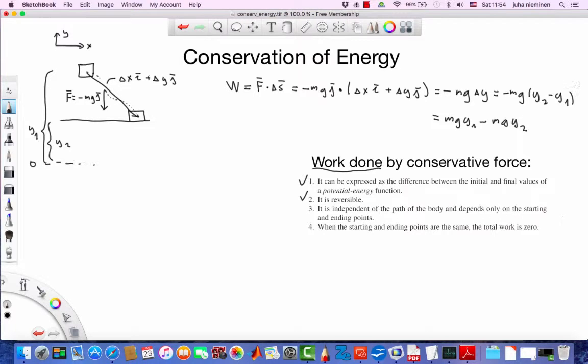starting and ending points, just like we saw here. It doesn't depend on the horizontal displacement, only on the vertical, and indeed only the initial and the final points. Okay, and then when the starting and ending points are the same, the total work is 0. So when y2 equals y1, that's going to be 0. Okay, so gravity is a conservative force. Another example is, let's say, the elastic work done by a spring. You remember that we had this result, the work done by a spring.